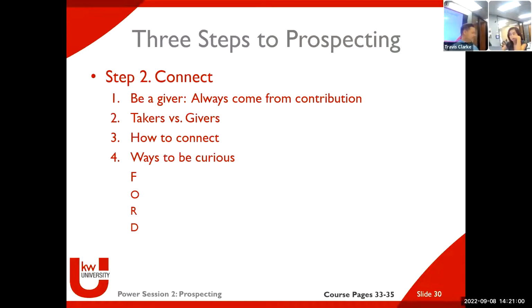So we talk about ways to be curious, okay? Ask open-ended questions. Ask them about their life and their interests. So Jenny's in this conversation with this woman that she sees every night. This is just a strategy, right? Things that Jenny can talk about, it's the acronym FORD: Family, occupation, recreation, and dreams.